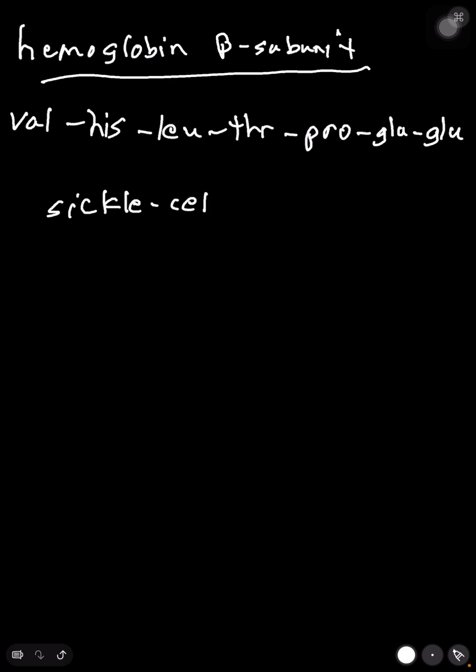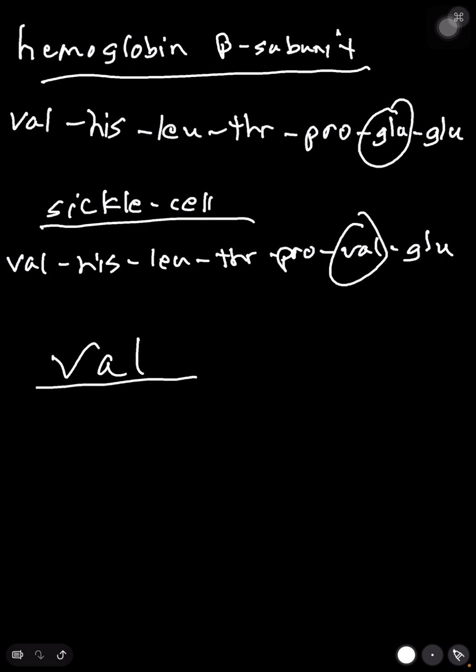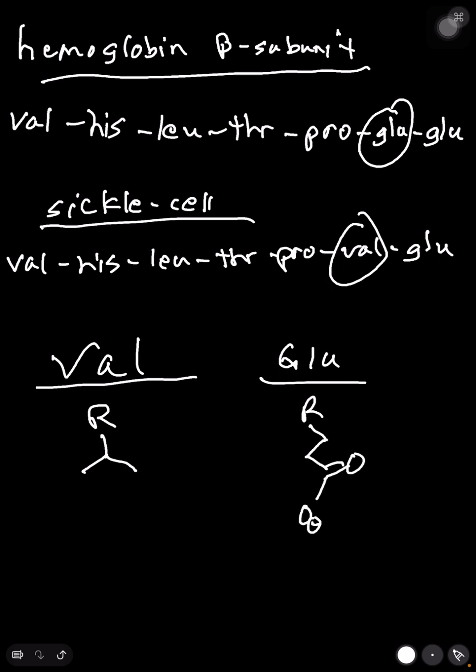And sickle cell, it's very similar, except for position 6. All right, so where you would normally have a glutamic acid, you instead have a valine. All right, and so if we compare the two, I'm not going to draw the entire amino acid. I'm just going to draw the side chain because that's where they differ. All right, so these are the side chains of valine and glutamic acid, respectively.